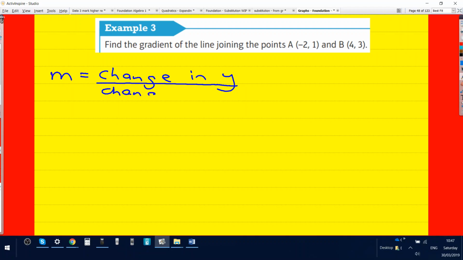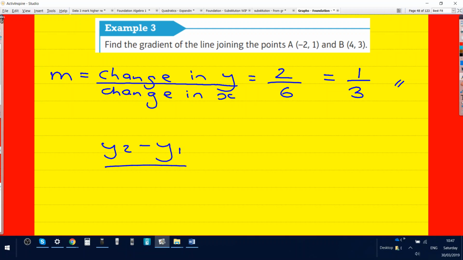Okay. How much did y change by? y changed by 2. And the x? 6. And so the gradient? 3. Sorry, 2 divided by 6. 0.3. 1 over 3. It'd be 0.3 recurring. Yeah, and it's basically second y take away first y over second x take away first x. Okay.